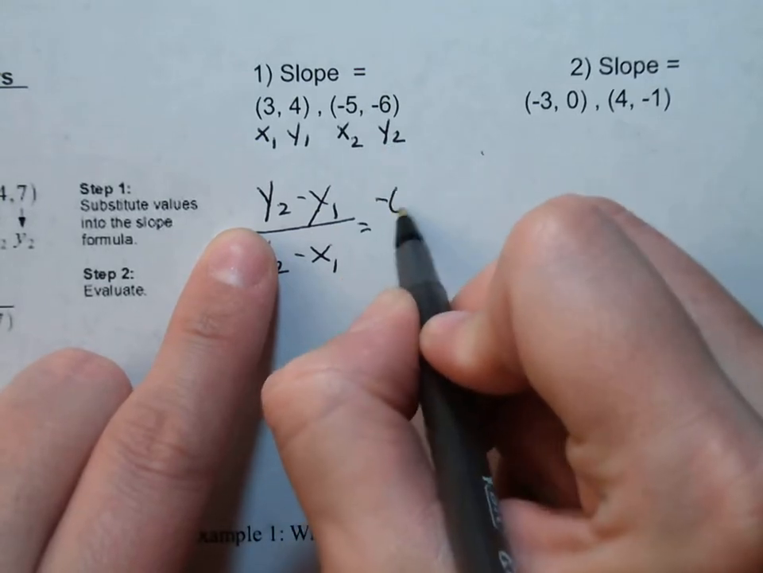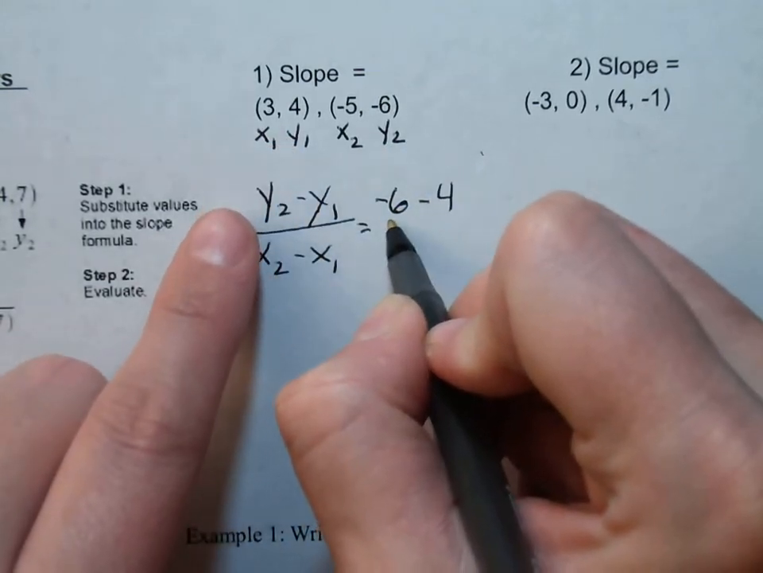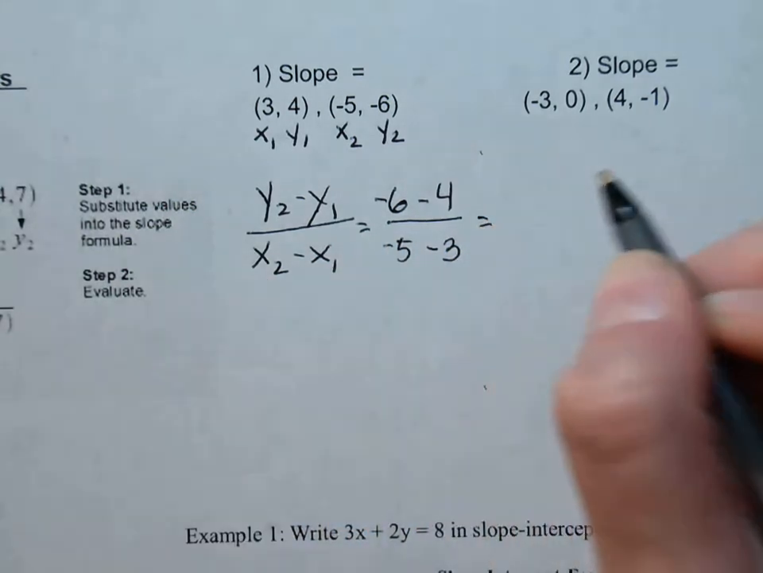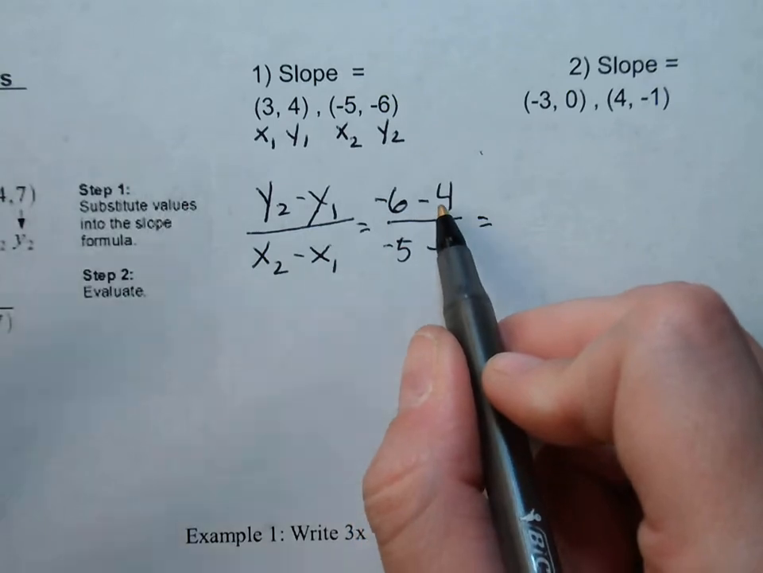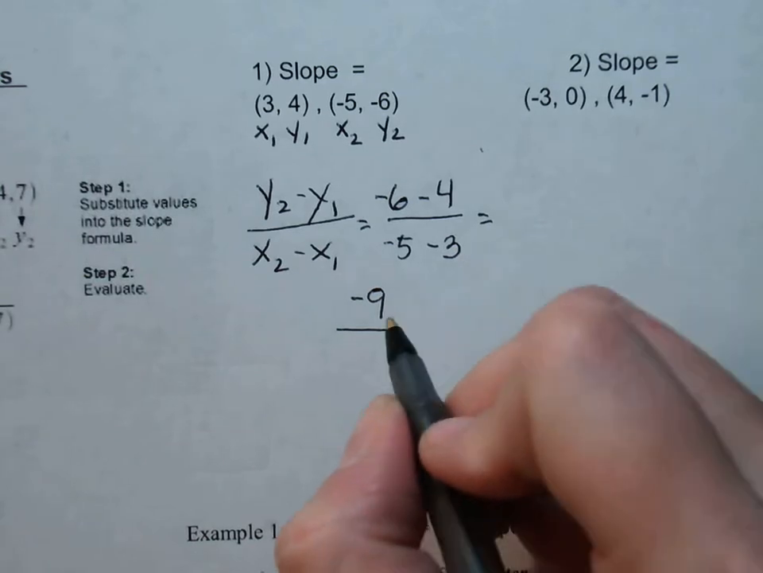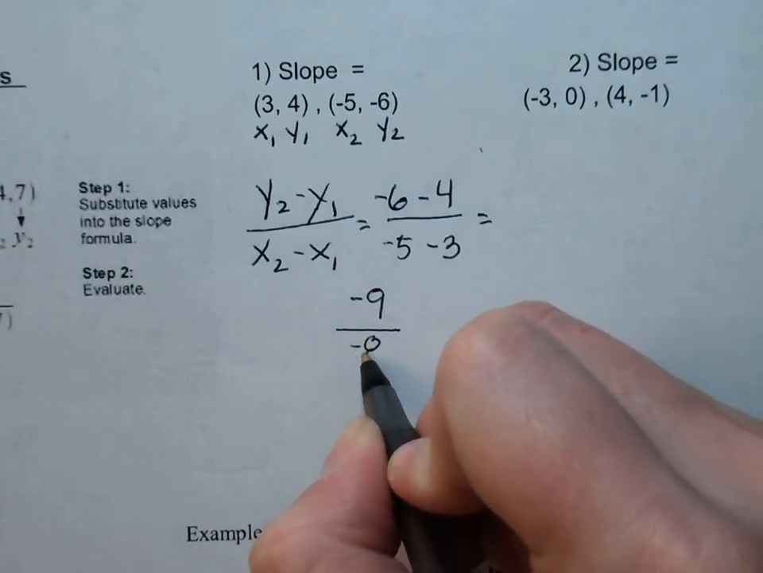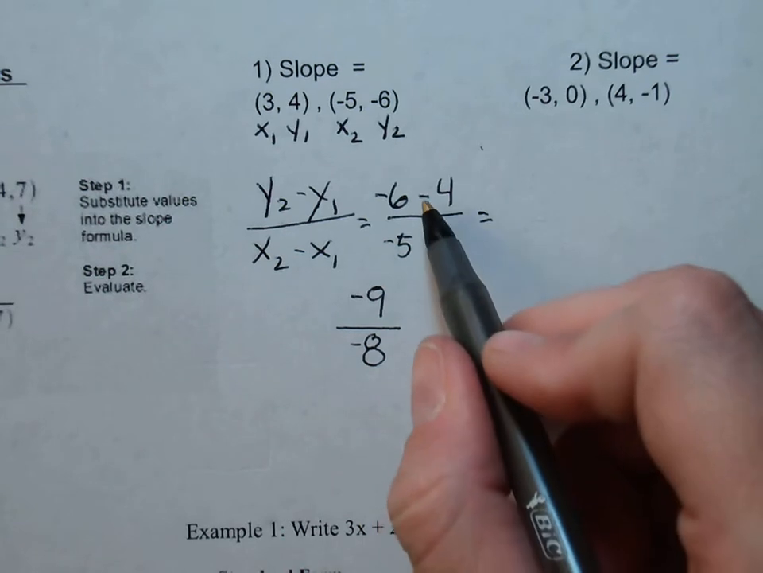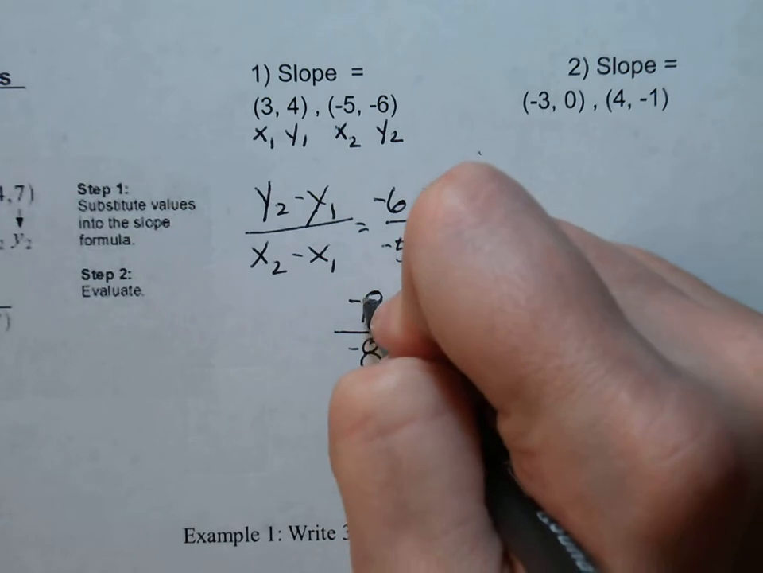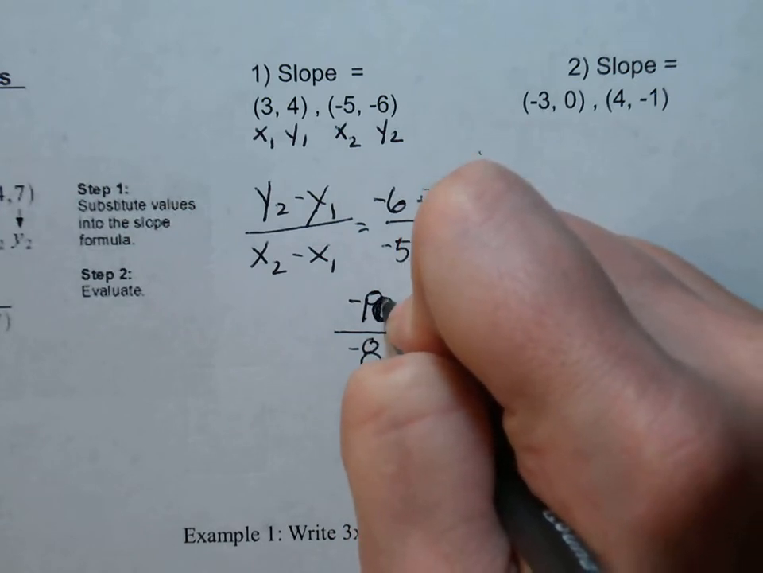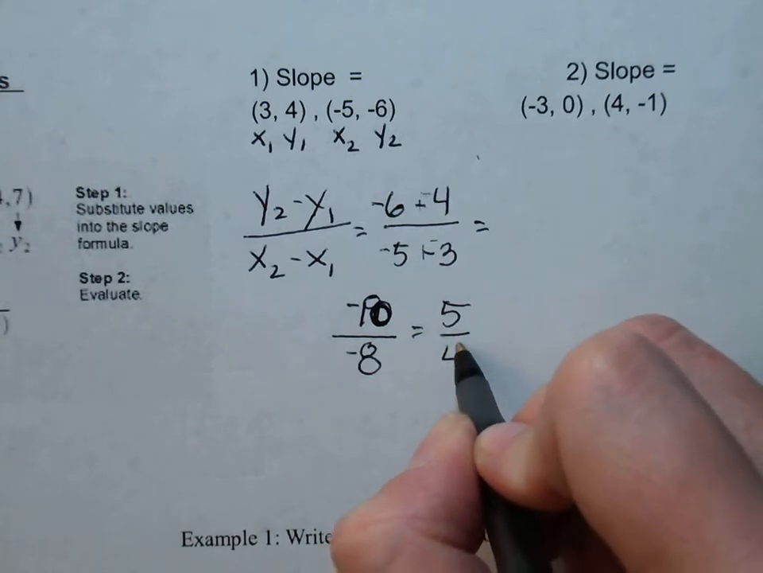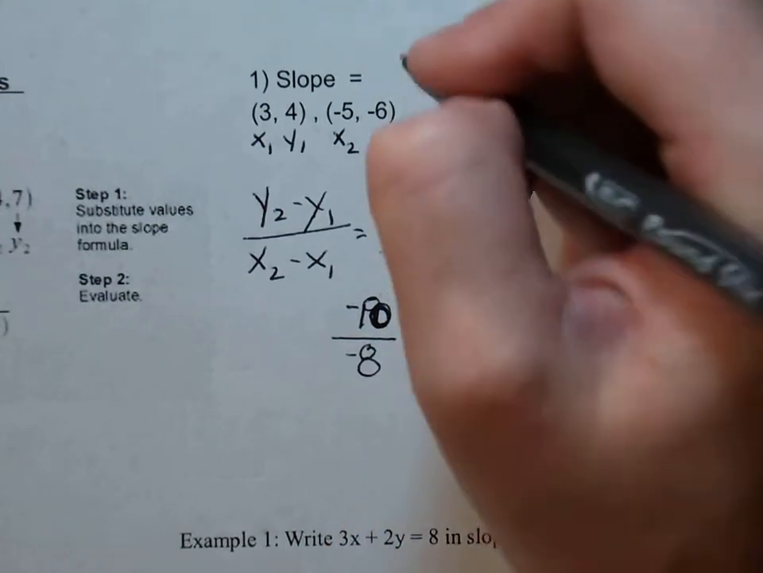My y2 is negative 6 minus my y1 is 4 over my x2 is negative 5 minus my x1 is 3. Negative 6 minus 4 is negative 9 over negative 5 minus 3 is negative 8. Just checking myself real quick. Yep. I mean, that's negative 10, I'm sorry. And then we can simplify to 5 over 4. And my slope is 5 over 4.